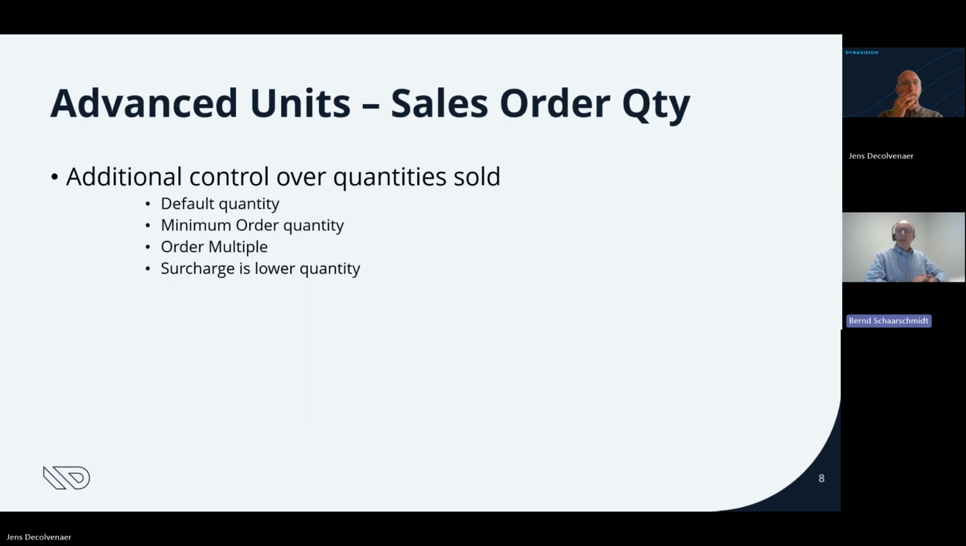Second part is some functionality on the sales order. We have added some functionality on the sales order for the order entry so that you can set a default order quantity. We also have some parameters to define the minimum order quantity, and we also have some functionality to what we call apply order multiple, so that you can sell in predefined quantities that you want. I will be showing that in a moment in the system.